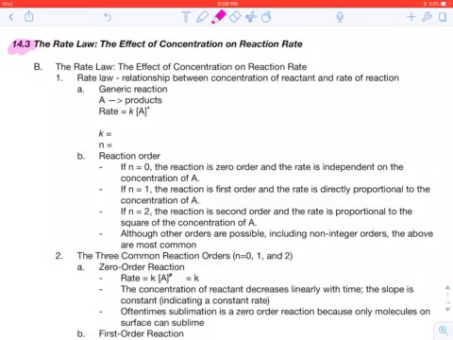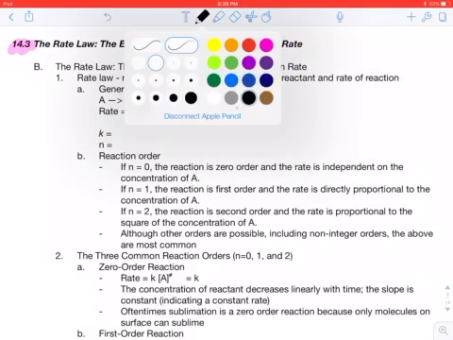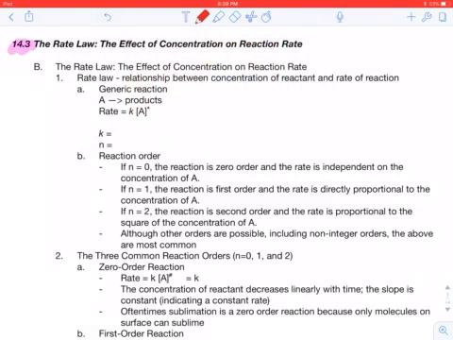We've got the rate law, the effect of concentration on reaction rate. So in the last section, we talked about how to calculate rate. And here we're going to be talking about what to do with that rate once we calculate it. So rate law is basically the relationship between the concentration of a reactant and the rate of the reaction. So basically we're going to see how does one of the reactants affect the rate of the reaction? Does it speed up the reaction? Does it slow it down? Does it have no effect? That's what the focus of this section is on.